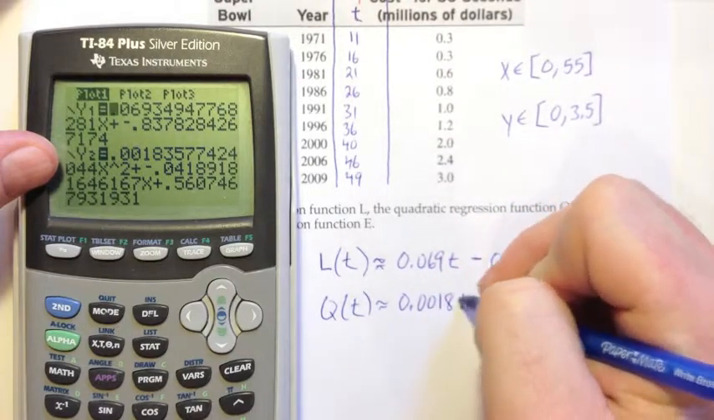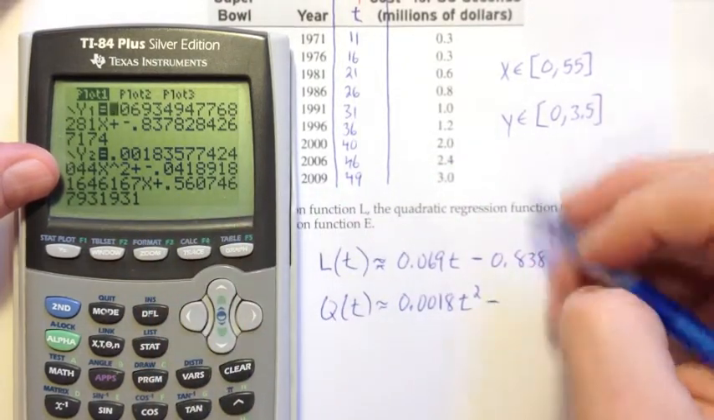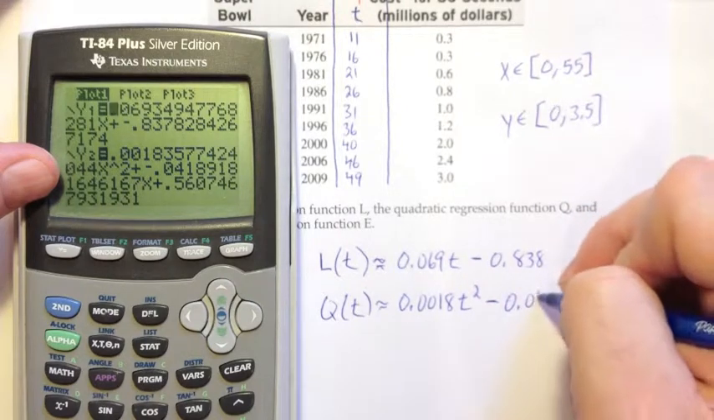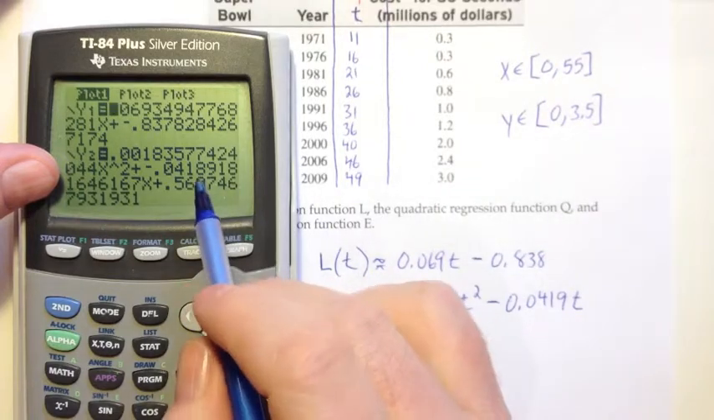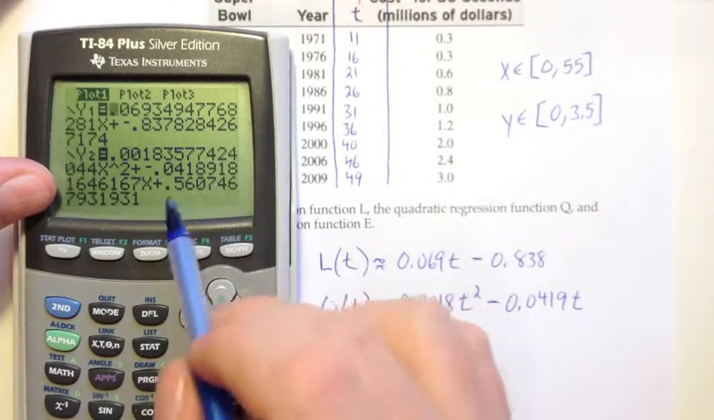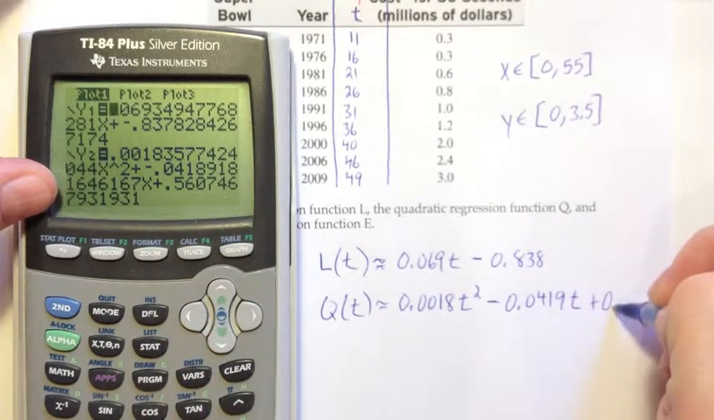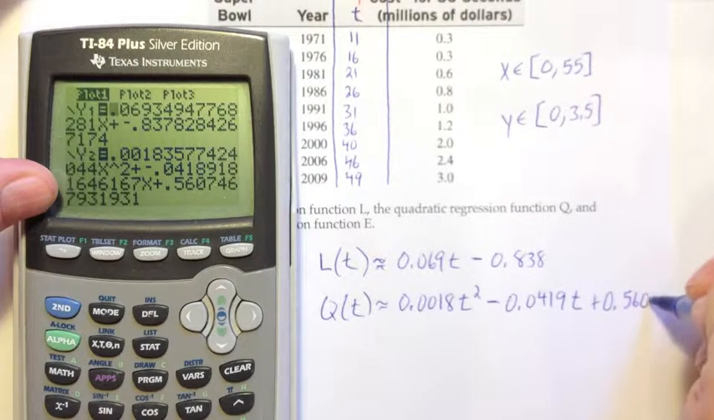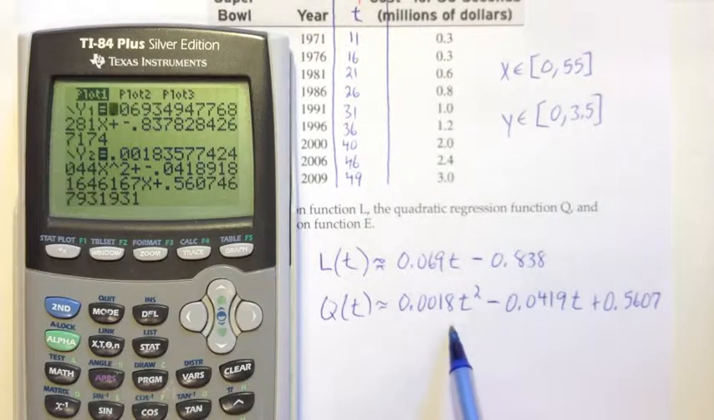0.0018 times the input squared. It's plus and a minus, so I'll just write a minus. 0.0419 times t to the first. It's an 8, but followed by a 9, so I'll round up. And then that was times t, and then plus 0.5607. I did put more decimals on this just because I didn't like how many significant figures I was going to have here. To tell you the truth, when I go to do predictions, I'm going to use these stored functions, and so that'll give me more precision anyways.